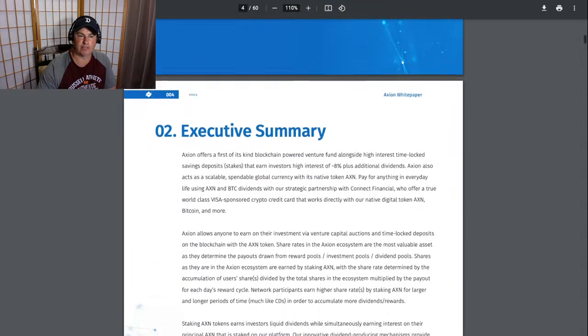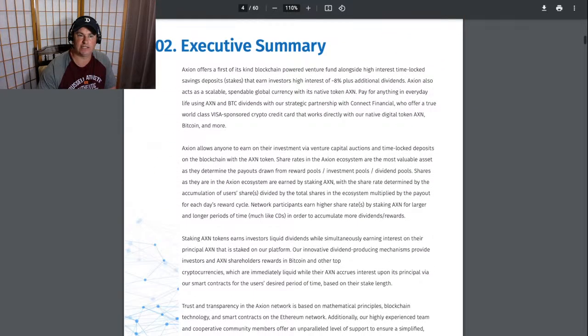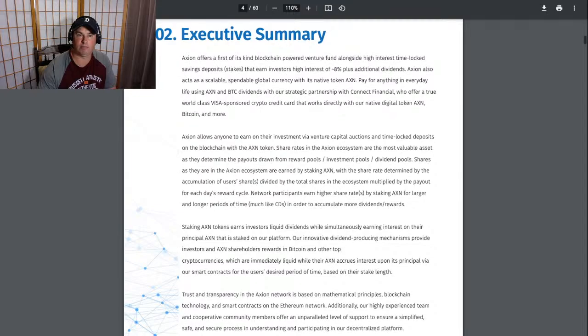So the executive summary. Basically, Axion offers a first-of-a-kind blockchain-powered venture fund alongside high-interest time-locked savings deposits that earn investors high interest of 8% plus additional dividends. And that's really the bottom line for you as an investor. If you're looking at that, that's kind of the rewards that you'll get, and they're pretty incredible, really. And some of those extra rewards are wrapped Bitcoin, obviously.